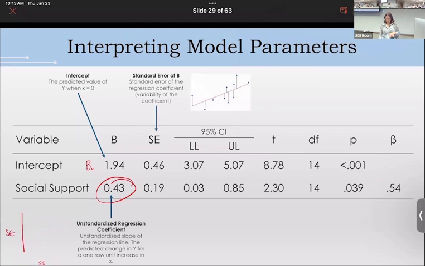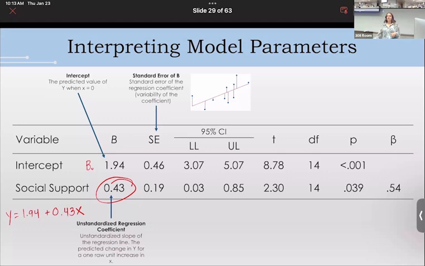I think Alan or somebody has a question. Yeah, so the question is to clarify, would the 0.43 be the same thing as B1? Yes. We're going to look at the whole equation in a second, but this whole equation would be Y equals 1.94 plus 0.43 X.